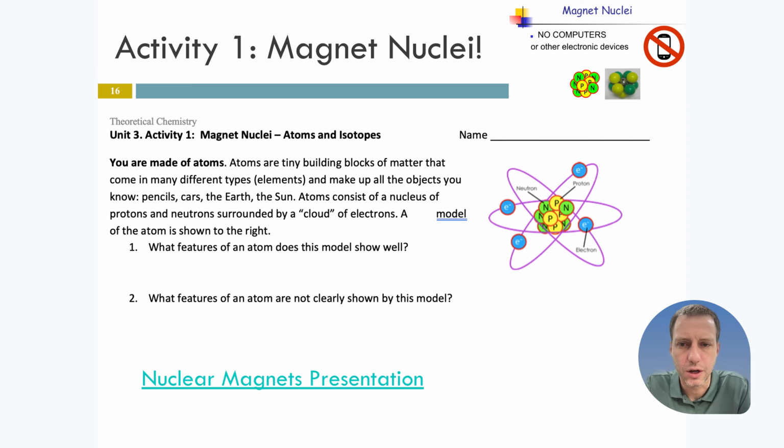And then question 2 says, what features of the atom are not really clearly shown by the model? What are the things that it's not trying to show very well or very accurately? We know that models aren't direct representations of reality, so what are some of the weaknesses of this model, or what was it not trying to show well?